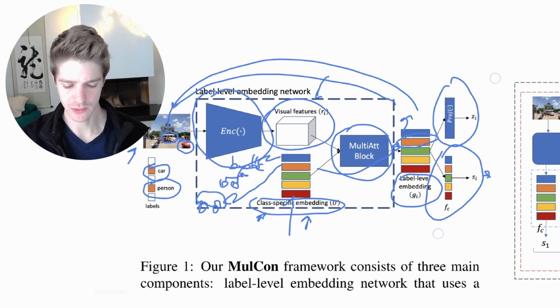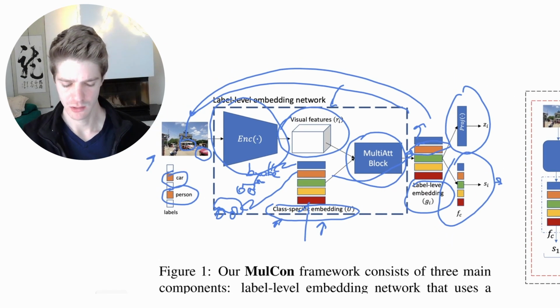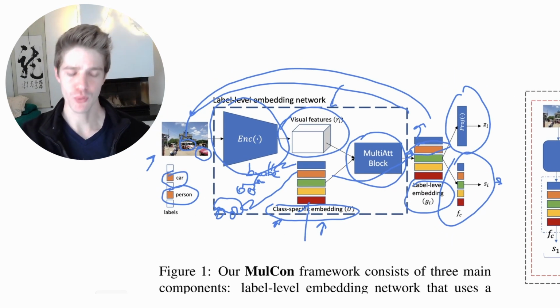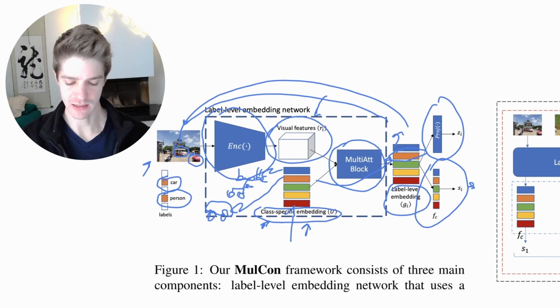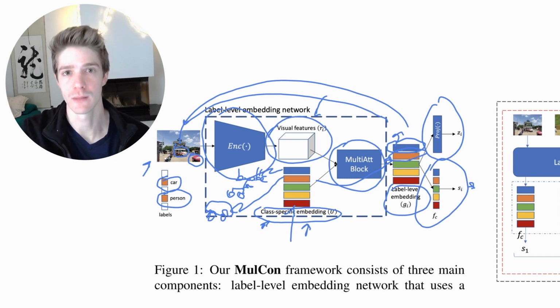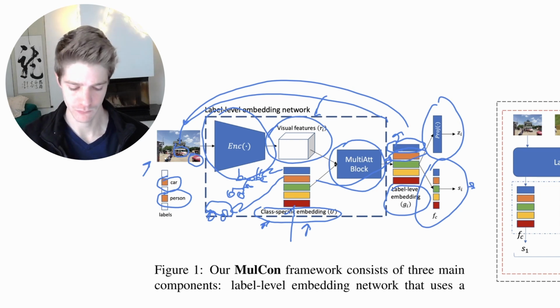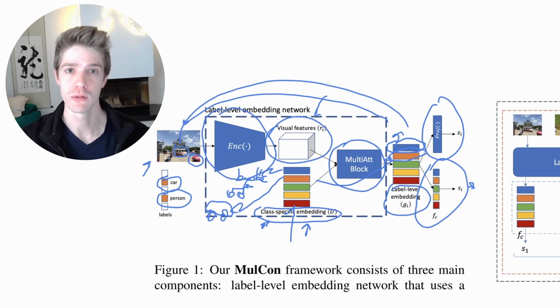But if you think about it, there's a problem if we just take these embeddings and use our contrastive loss on top of them. That is, we have some embeddings that are not in the image, so they will not produce a real embedding of an instance of an object. So they will not provide any useful learning signal.